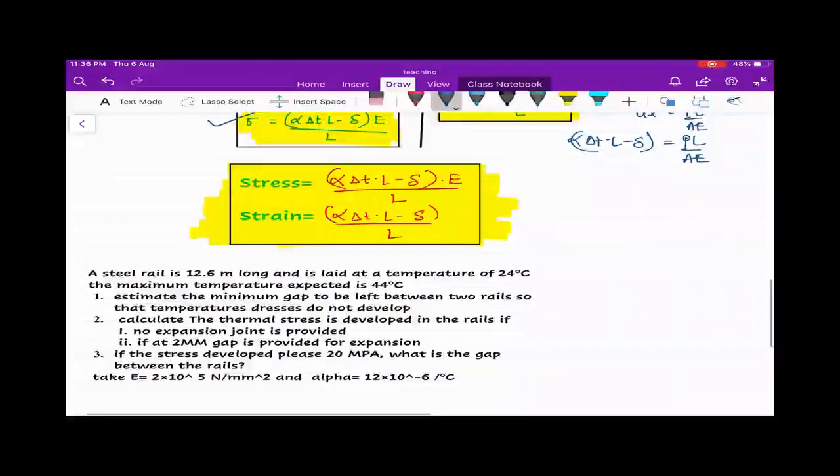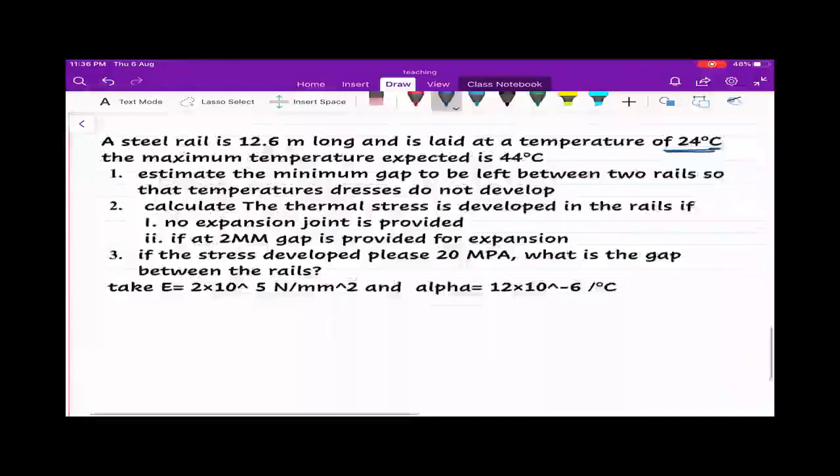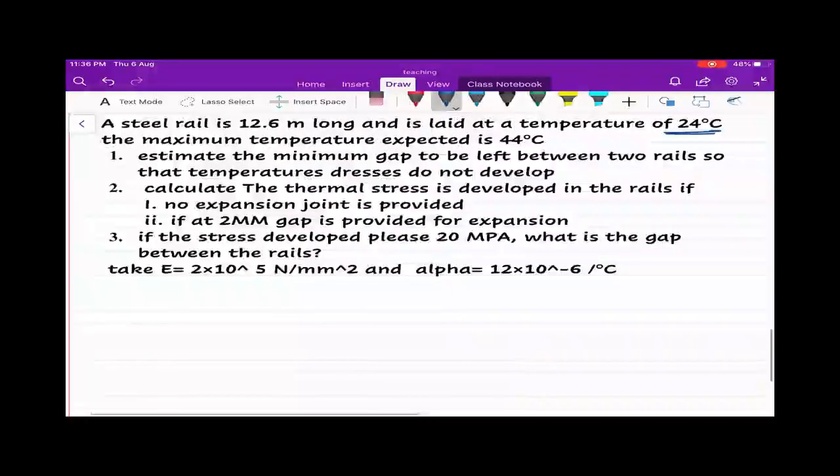Now let's take a simple example. A steel rail is 12.6 meter long and is laid at a temperature of 24 degrees centigrade. So when it was laid, the temperature was 24 degrees centigrade. The maximum temperature is expected to be 44 degrees centigrade. So how much will be the change in temperature?